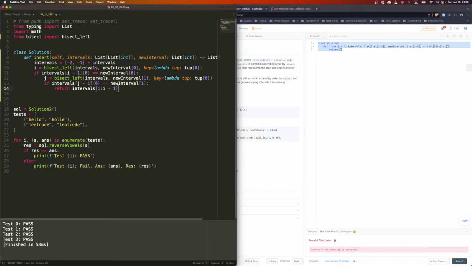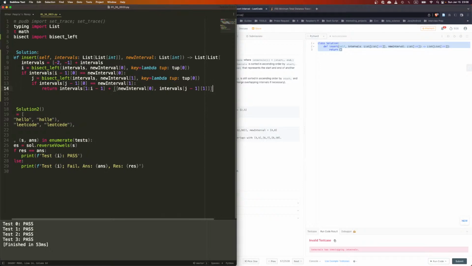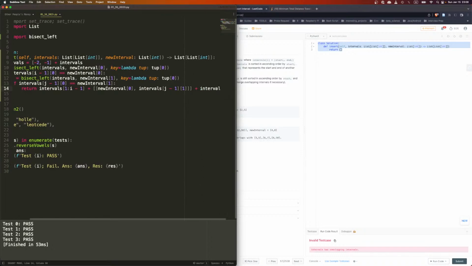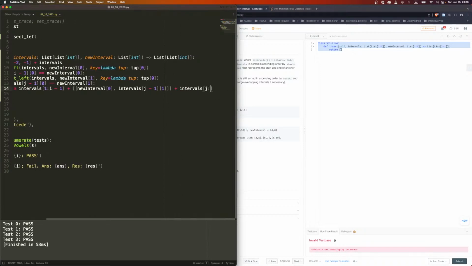Okay, 1 to I minus 1 plus something. The left is gonna be new interval 0, which is the same, right? The right is gonna be intervals J minus 1, right? Because J minus 1, 0 is equal to this, so we're overlapping. So we're overlapping to 1. And now we plus intervals J to the end. Because J minus 1, J to the end, yeah, so that's 1.